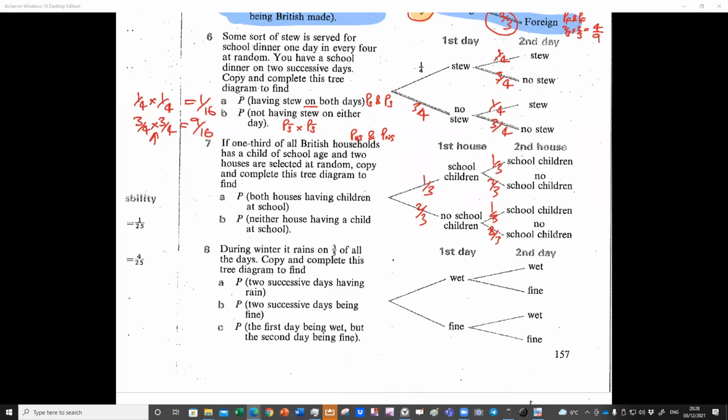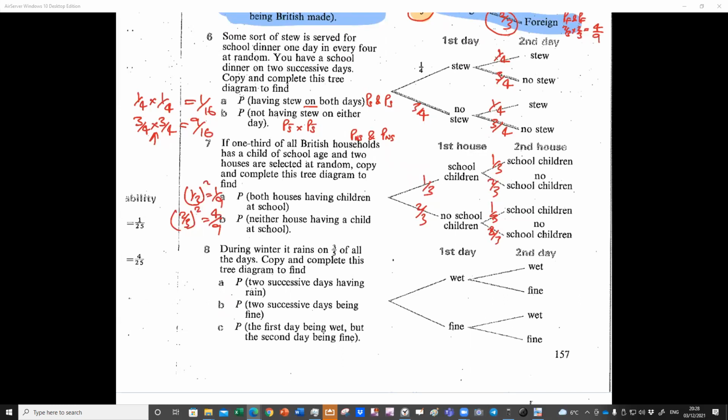Excellent. Okay, question number 7, Abdullah, at the back of the class, 7A, quickly. 1/3 times 1/3, which is 1/9. And the next one, 1/3 times 2/3, which is 4/9. Okay, why is that different? Neither house having a child. Shouldn't it be 2/3 squared? 2/3 times 2/3, oh wait, yeah, I did 2/3 times 2/3, which equals 4/9, which is slightly wrong.